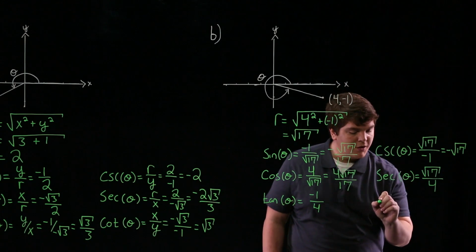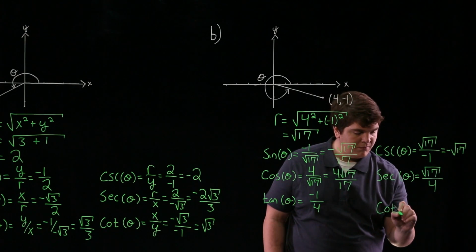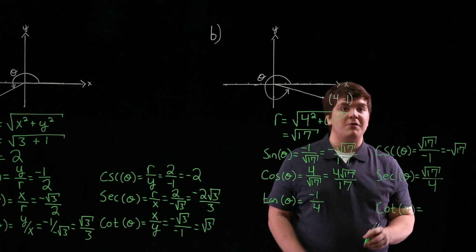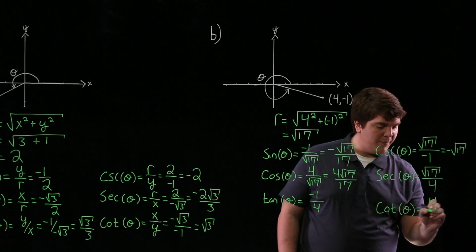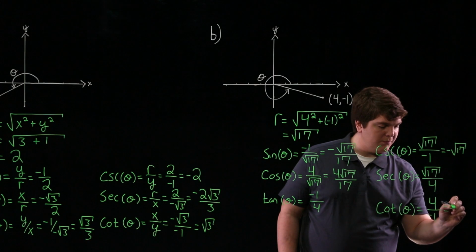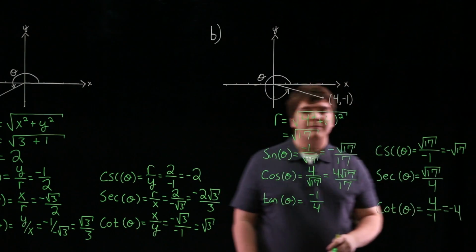And finally, cotangent of theta is equal to x divided by y, is 4 divided by negative 1, is equal to negative 4.